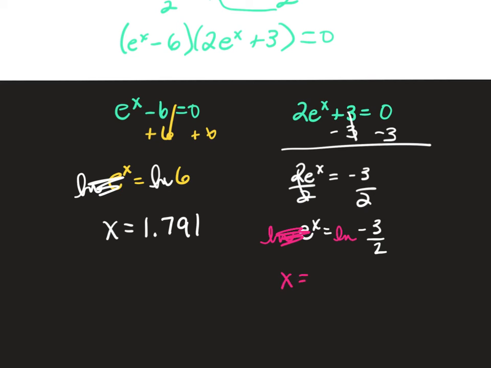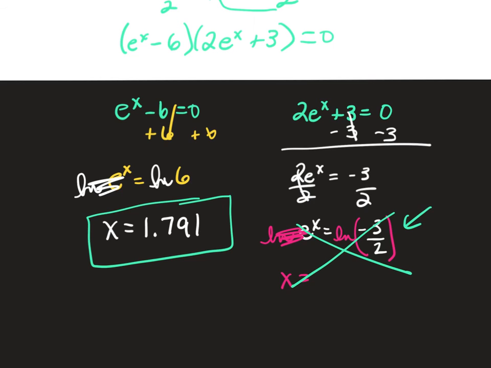In your calculators, peeps, put in natural log of negative 3 over 2. It's not going to work because it's negative, right? What's the natural log of negative 3 over 2? It's not a real answer. What does your calculator tell you? Error. So this one won't work. So you just have one solution here.